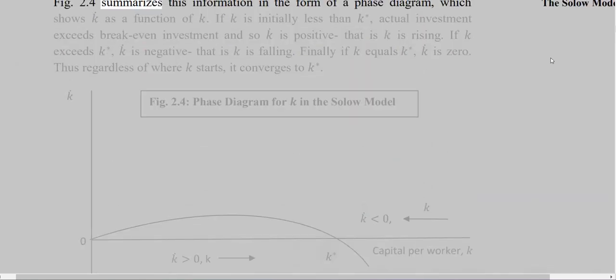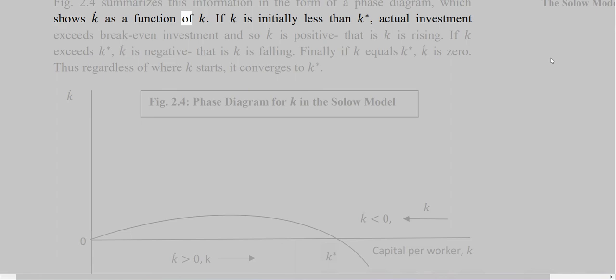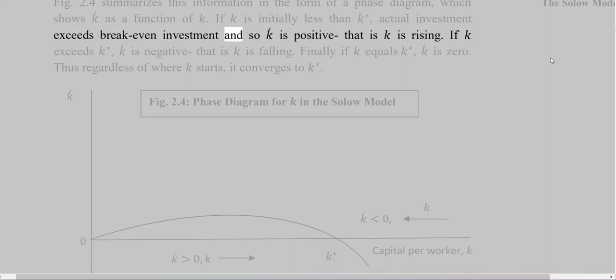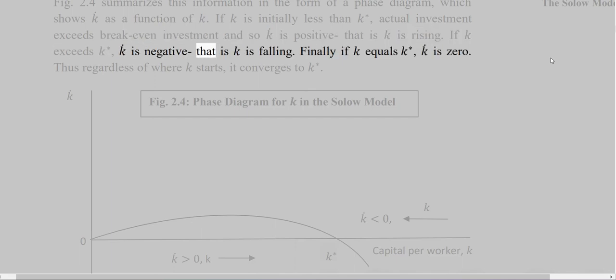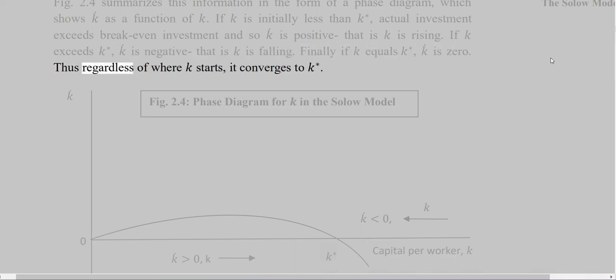Figure 2.4 summarizes this information in the form of a phase diagram, which the Solow model shows as k̇ a function of k. If k is initially less than k*, actual investment exceeds break-even investment and so k̇ is positive, that is k is rising. If k exceeds k*, k̇ is negative, that is k is falling. Finally, if k equals k*, k̇ is zero. Thus, regardless of where k starts, it converges to k*.